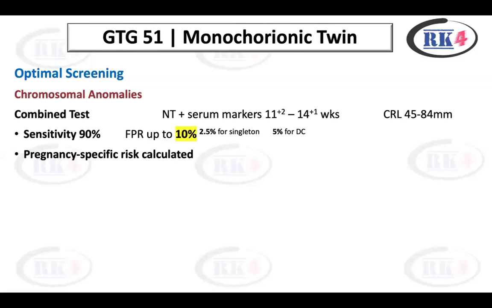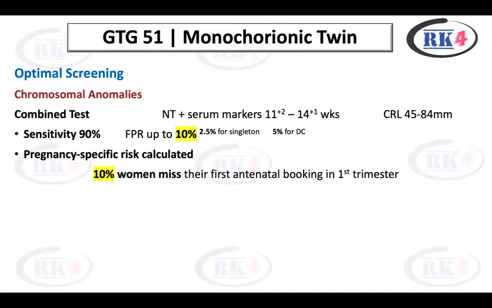If it is a dichorionic twin pregnancy, we calculate fetus-specific risk, but here we will be calculating pregnancy-specific risk. Now, another piece of information, a previous recall question: what percentage of women miss their first antenatal booking in the first trimester? Previously the famous number quoted was 5%, but now this number is 10%. So that means 1 out of 10, or 10 out of 100 women, are missing their first booking scans.